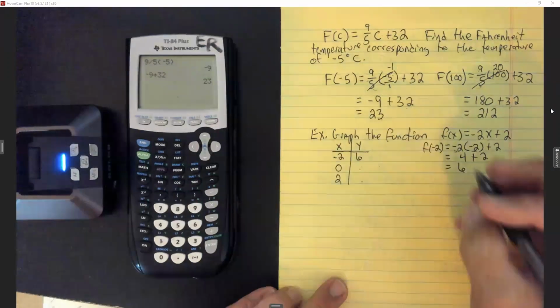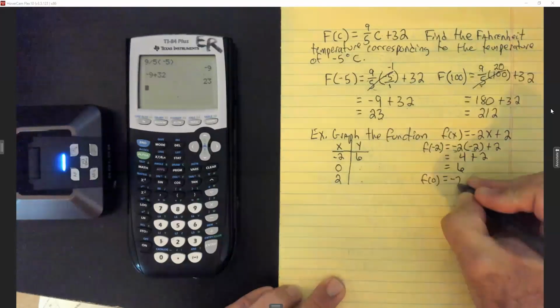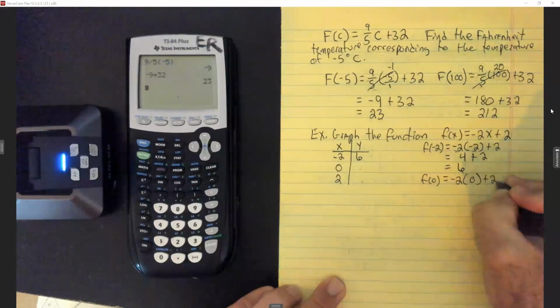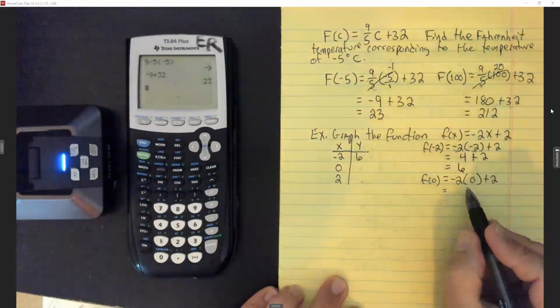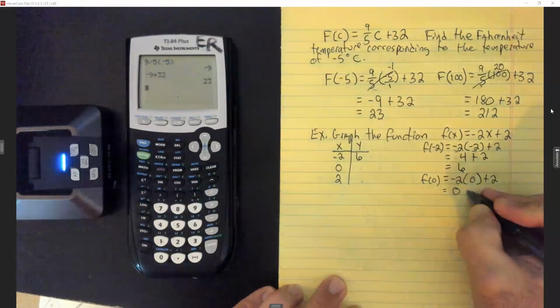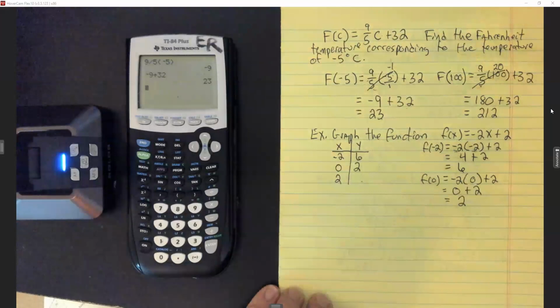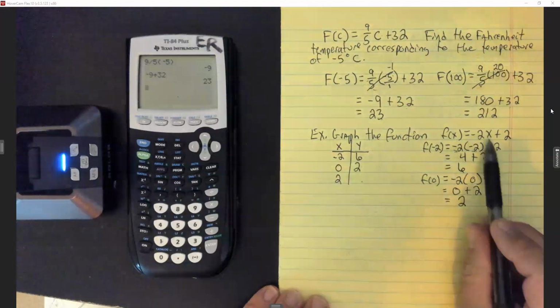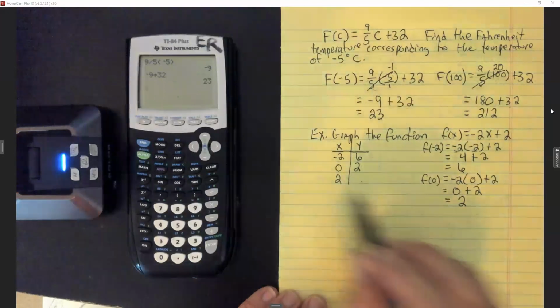Then I got f of 0, so I'll have -2 times 0 plus 2. So once again, we're going to multiply first. -2 times 0 is 0, plus my 2, which gives me 2. But remember, we knew that from yesterday. If we put zeros in for the x's, the answer is going to be that number at the end every time, okay? And then finally, let's put a 2 in.